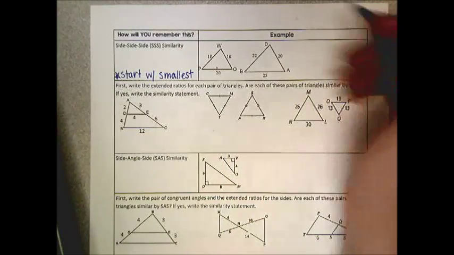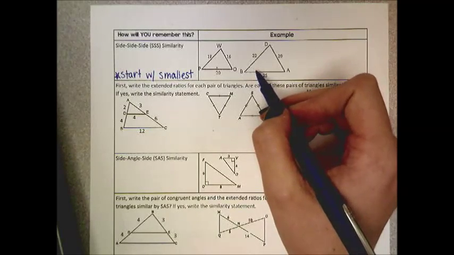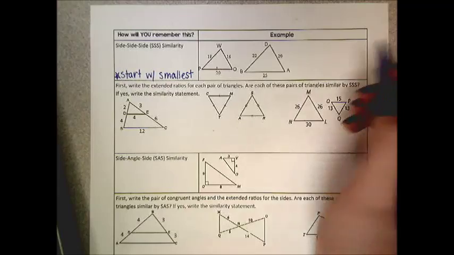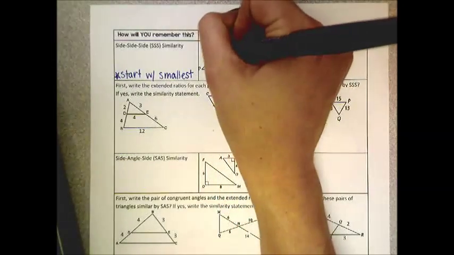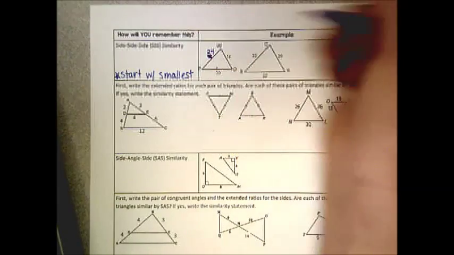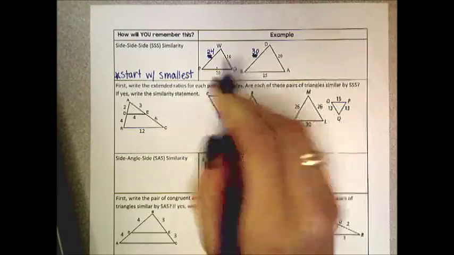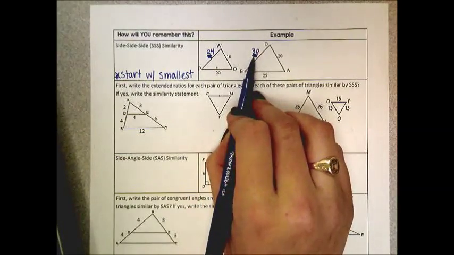So, side-side-side similarity, you're going to have only 3 sides marked. And we're going to write those extended ratios we wrote on the front of the worksheet. First thing, I had a little bit of a typo on these, so you need to change the 18 over here to a 24 and change the 22 over here to a 30. So fix these numbers. It should be 24 here and 30 here.